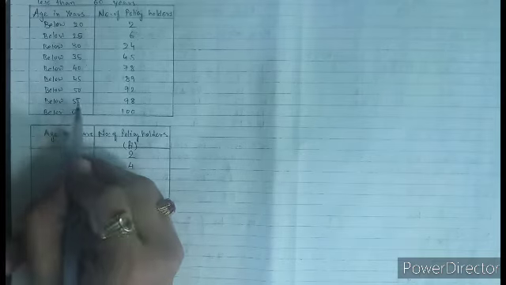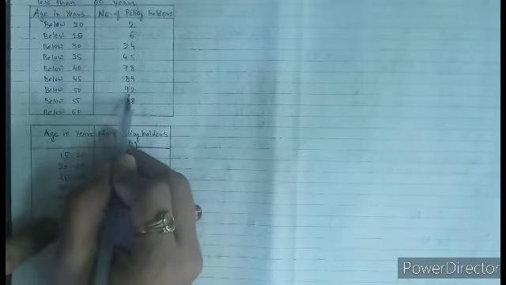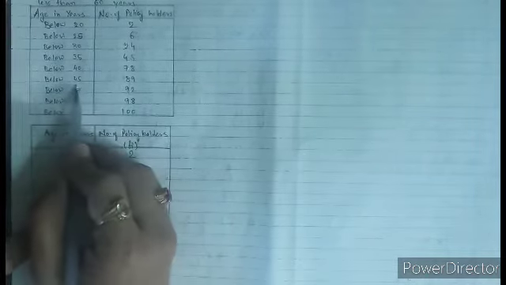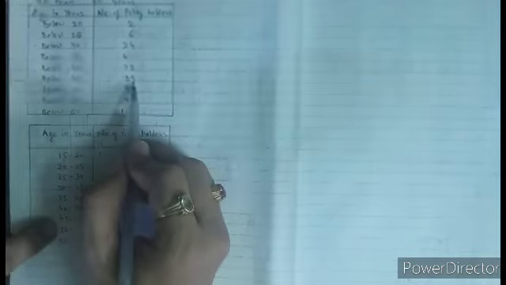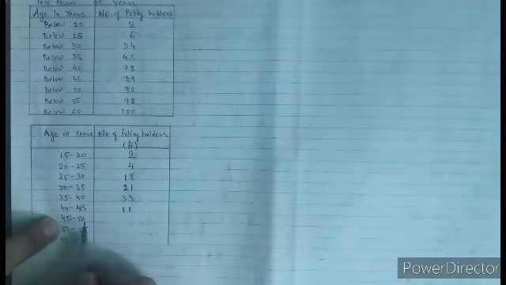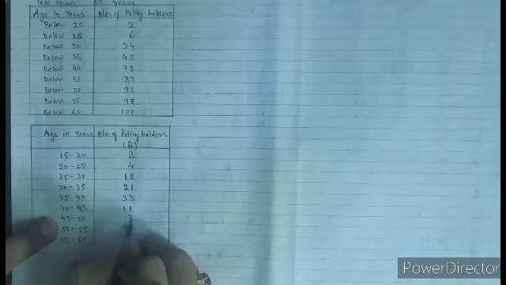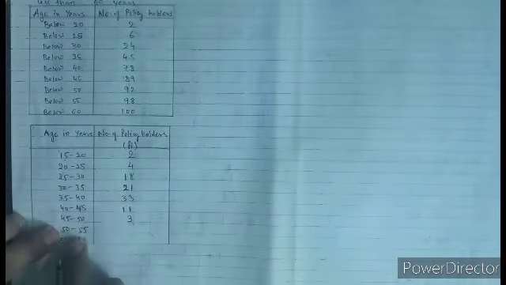The next age group will be 45 to 50. In the question we can see below 50 years there are 92 policyholders and below 45 years there are 89 policyholders. So in the age group of 45 to 50, number of policyholders will be 92 minus 89, that is 3 policyholders.